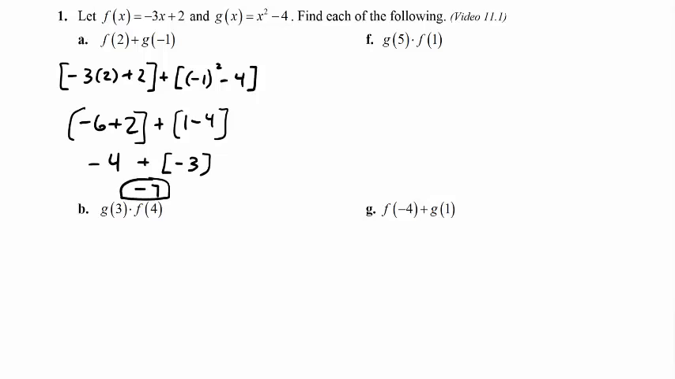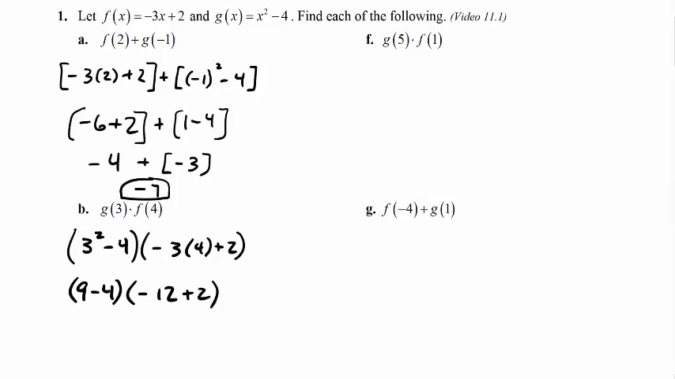With part B, we have the same idea. We're going to start with g of 3. G of 3 is going to be 3 squared minus 4, and that's going to multiply f of 4, which in this case is negative 3 times 4 plus 2. So we're evaluating each function. We're evaluating g at 3, and we're evaluating f at 4, and then we're going to multiply the results. So this is 9 minus 4 times negative 12 plus 2. That's 5 times negative 10, or negative 50.